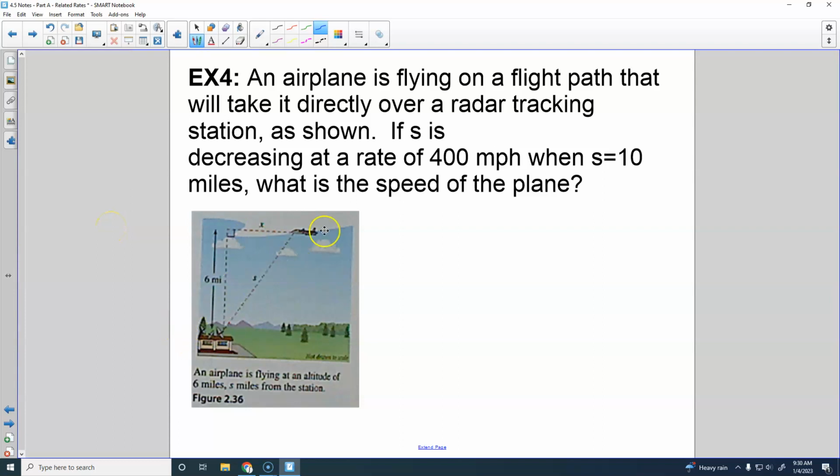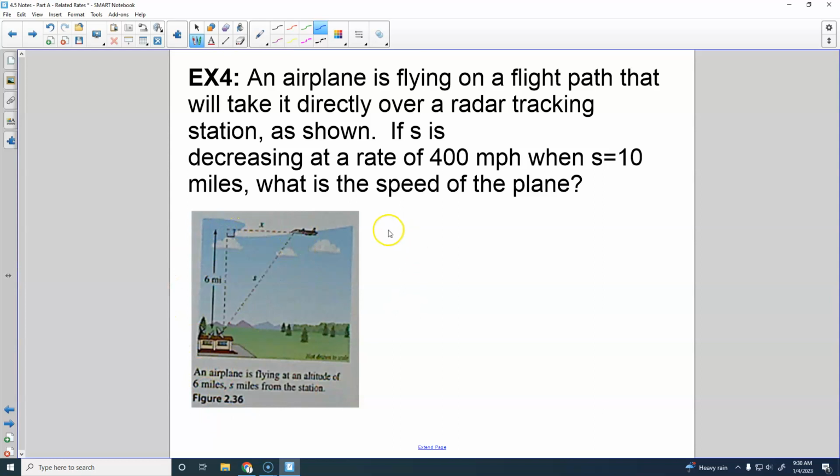So in this particular case, this plane is maintaining an altitude of 6 miles, which makes the problem easier. If the altitude is changing, it also makes it more difficult to do the problem, but it still can be done. It just makes it a more complicated problem with more variables.